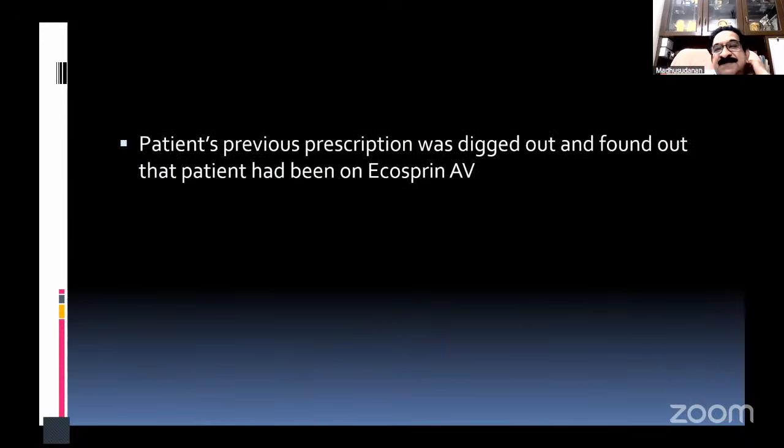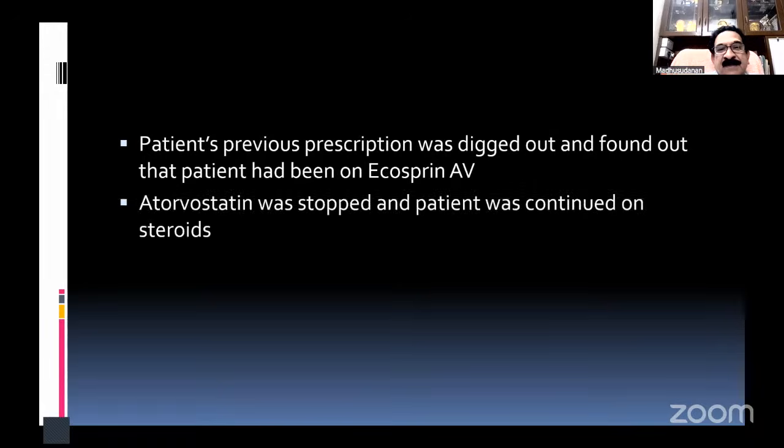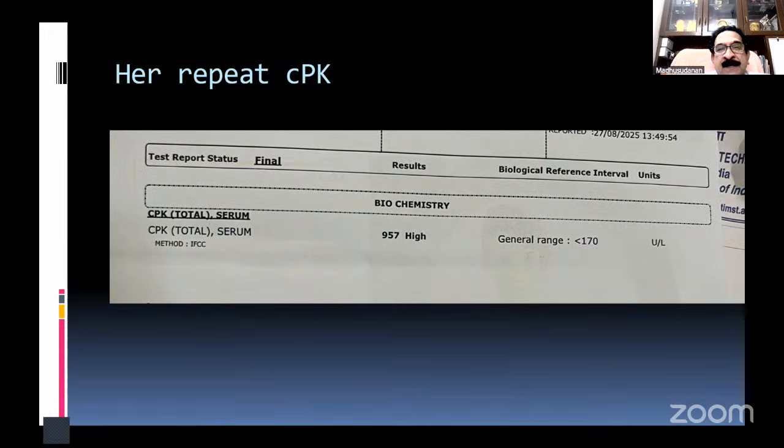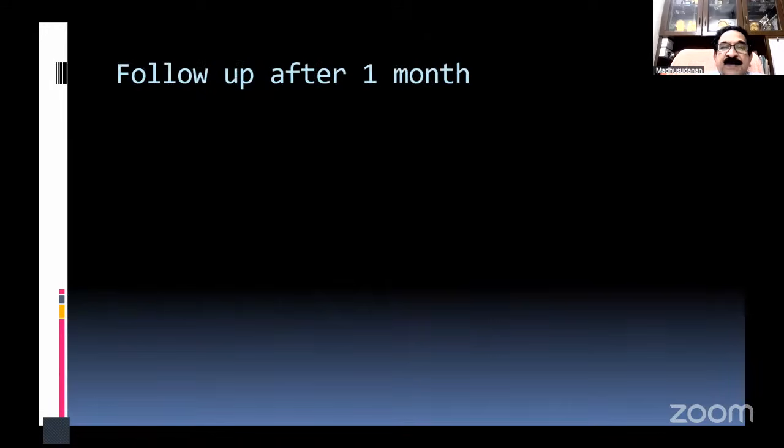The patient's previous prescription was dug out and it was found that the patient had been taking Ecosprin EV, which contains aspirin along with atorvastatin. So I asked him to stop atorvastatin and the patient was continued on steroid. And this is the prescription. With that, the CPK came down to 4,957 with oral and IV steroid. Then the patient was followed up after 1 month.